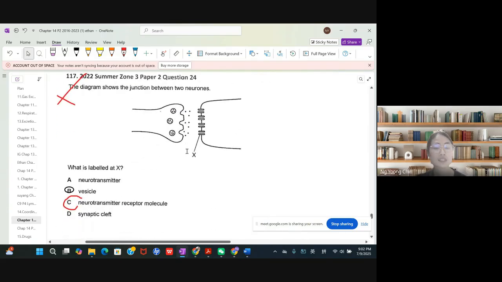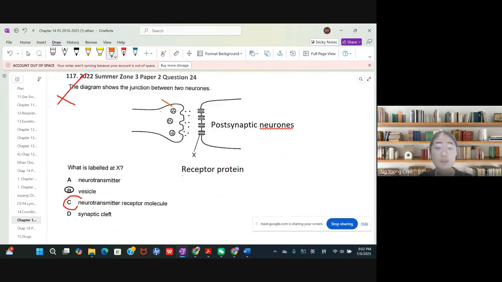So what is X? X is the postsynaptic neuron, and this postsynaptic neuron has X, which refers to receptor proteins. And then this one, the vesicle, belongs to this one: a sac which includes the neurotransmitter. So this is called the vesicle, or sometimes we call it the synaptic vesicle, only found in the presynaptic neuron.